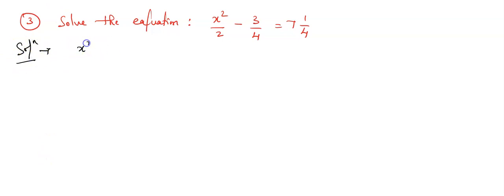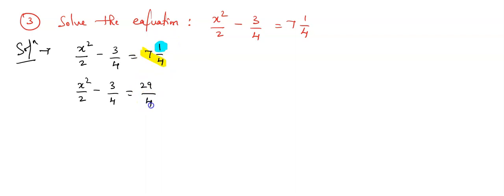First you take the question as it is: x square by 2 minus 3 by 4 is equal to 7 into 1 by 4, that is 7 1 by 4. It's a mixed fraction. First let me convert this mixed fraction into an improper fraction. x square by 2 minus 3 by 4 is equal to, first you multiply 7 into 4, 7 4s are 28. Add this with 1. 28 plus 1 is 29. Divided by this 4, which remains as it is.